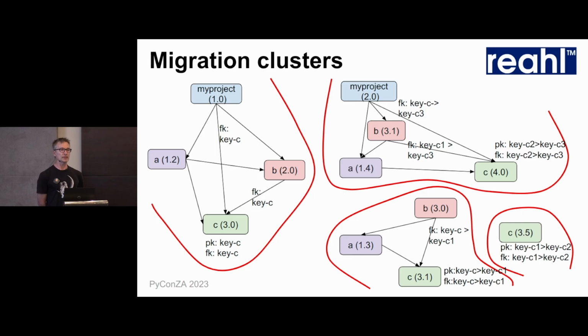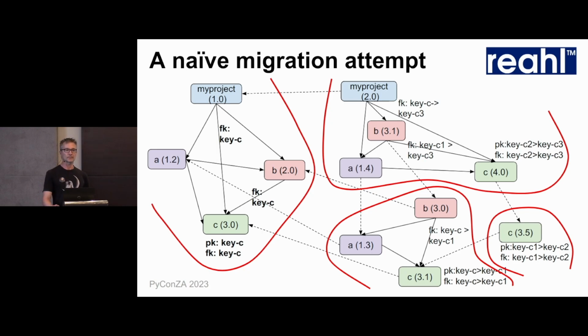The other thing is, you'll notice that there are sort of clusters of projects that are designed to work together with one another. So they can exist in the same database together, and it would make sense. So armed with all of this, let's see if we can try a naive migration attempt. So let's assume that everything on this left cluster under my project 1 is up to date and the database is created, and we just want to upgrade to my project 2.